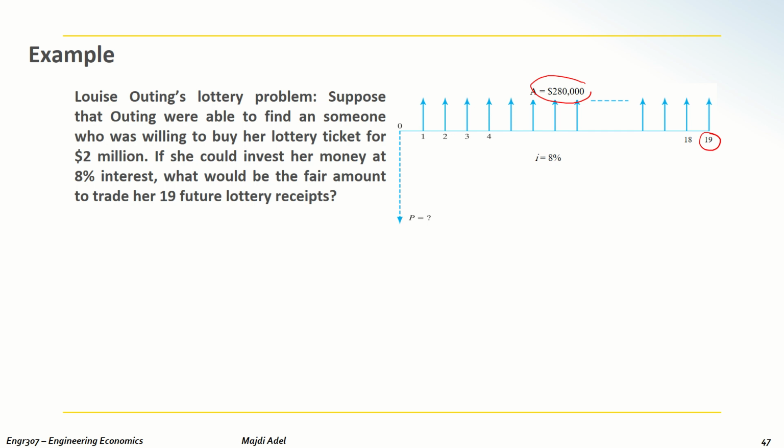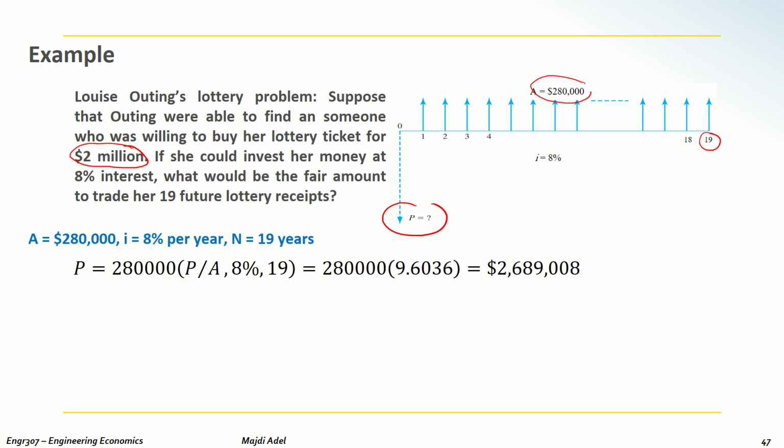We need to calculate the present value to compare the present value of this cash flow with the 2 million. If they are equal, we will say they are equivalent. There's no difference between the 2 million and $280,000 for 19 years and 8% interest rate. And if it is less, then it is not a fair trade. If it is more, it's not a fair trade. If it is less, then Lewis Outing actually made a profit.